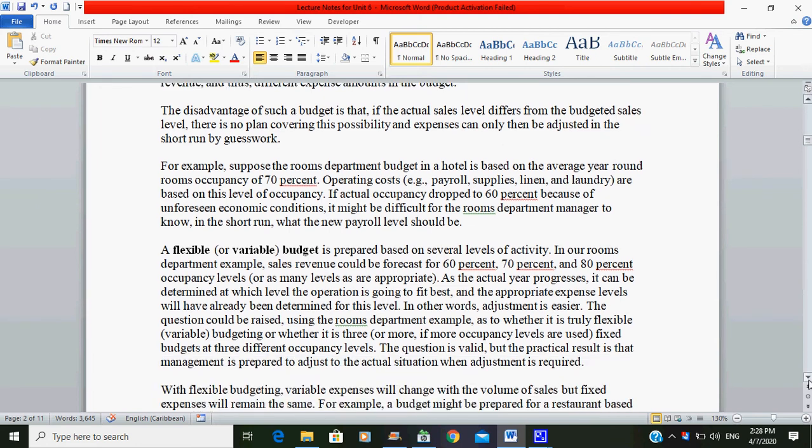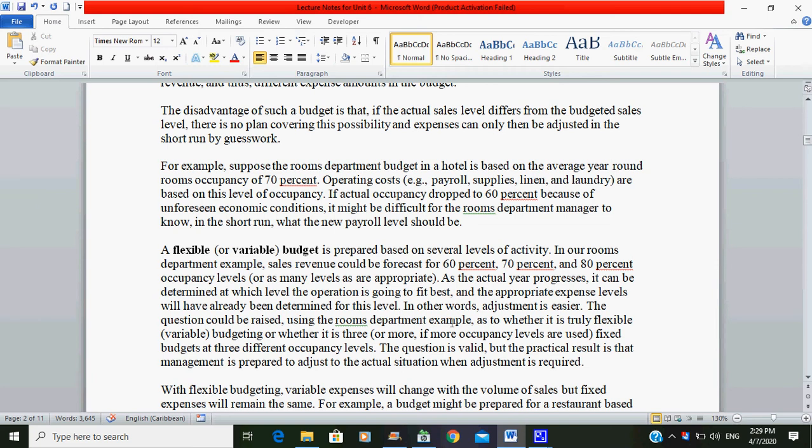A flexible or variable budget is prepared based on several levels of activity. In our rooms department example, sales revenue could be forecast for 60%, 70%, and 80% occupancy levels, for as many levels as are appropriate. As the actual year progresses, it can be determined at which level the operation is going to fit best, and the appropriate expense levels will have already been determined for this level. In other words, adjustment is easier because the budget was for 60%, 70%, and 80%.